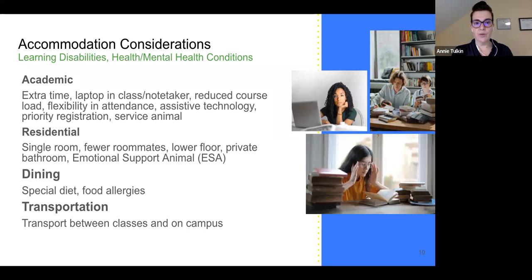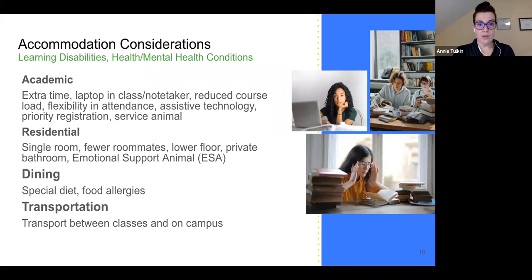Some colleges also provide assistive technology. Some schools provide training on assistive technology too. If your student needs assistive technology and they need support with the assistive technology, you'll want to look at what that school provides before they commit to that school. Priority registration, that could be a thing that students are also requesting if they have medication issues or if they need a certain time that they function better, they might want to request priority registration.